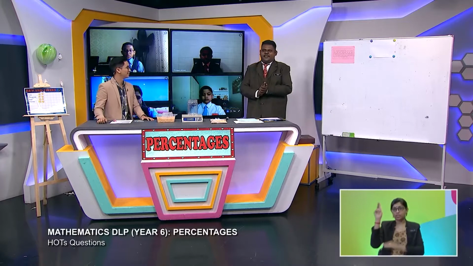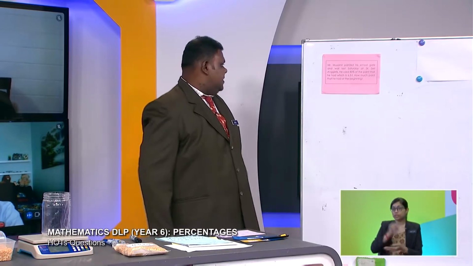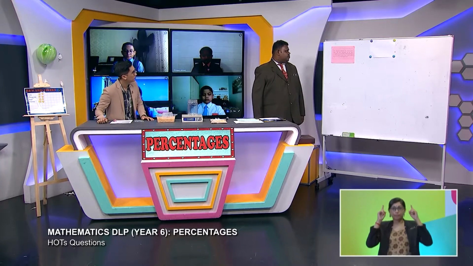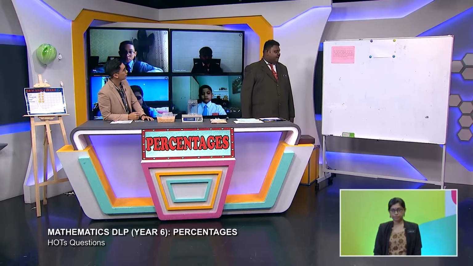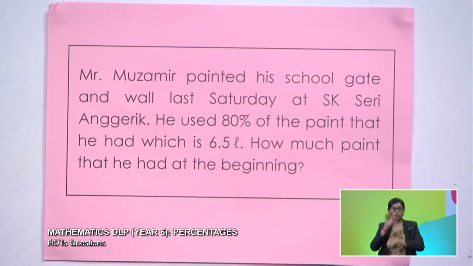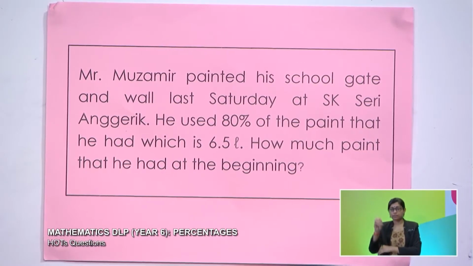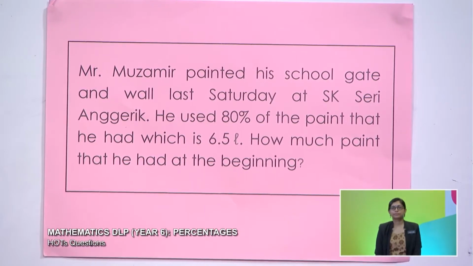Okay, kids, now I have a question here. The question is, Mr. Muzamir painted his school gate and wall last Saturday at SK Sri Anggrek. He's my boss. He used 80% of the paint that he had, which is 6.5 liters. How much paint did he have at the beginning?